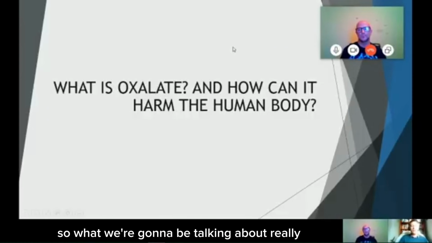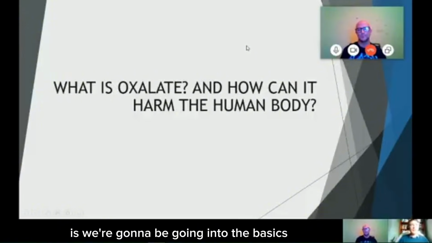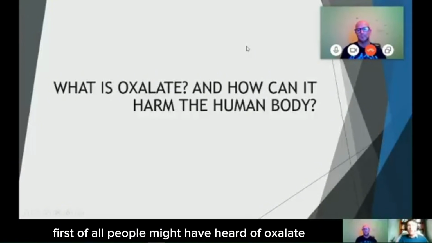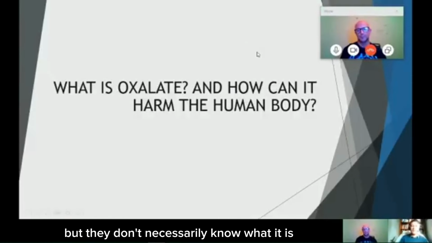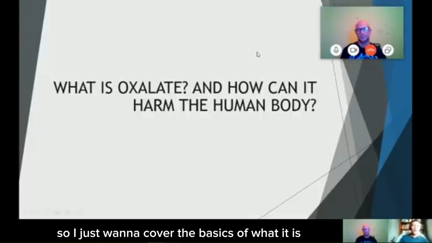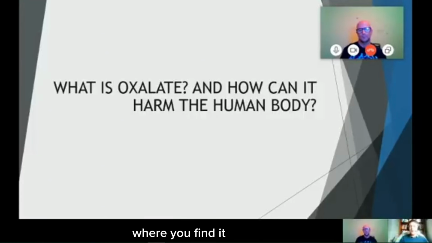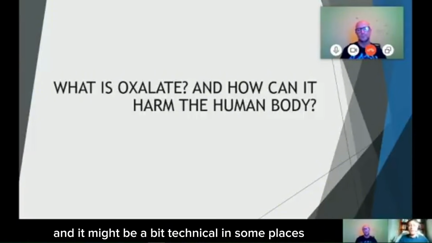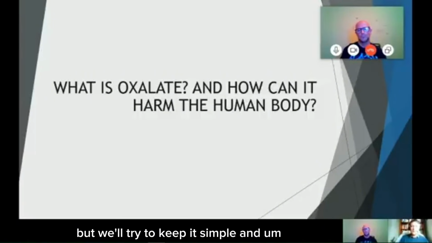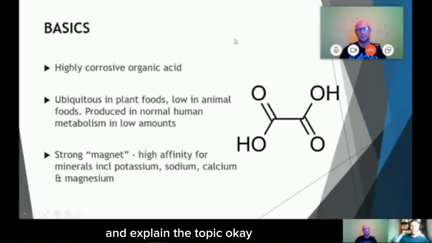So what we're going to be talking about is the basics. First of all, people might have heard of oxalate. They might have heard that it can be problematic in their diet, but they don't necessarily know what it is. So I just want to cover the basics of what it is, where you find it, and then we're going to go into some of the details, and it might be a bit technical in some places, but we'll try to keep it simple and explain the topic.